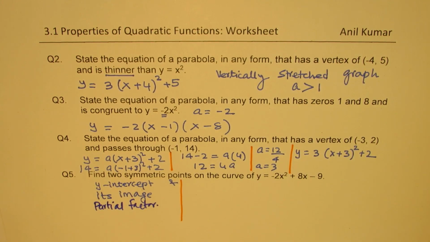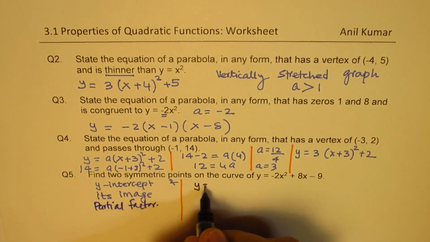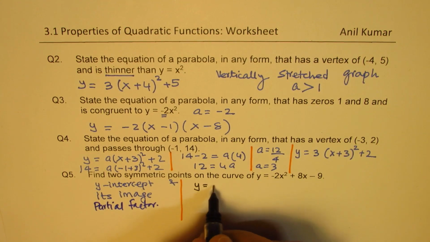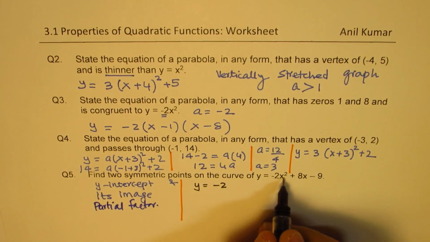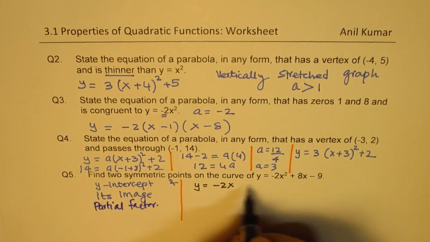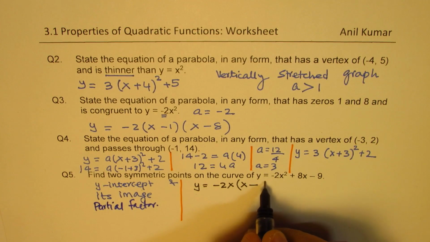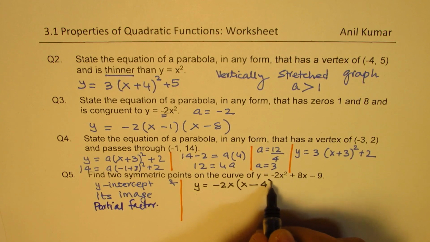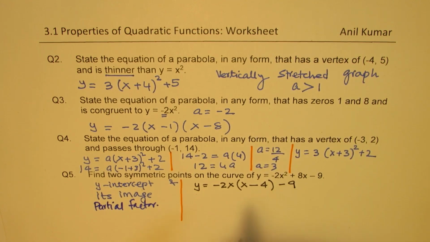So we can write this equation as y equals, let's do partial factoring. So we can take minus 2x common, right? So from the first two terms, and we get x minus 4, since 8 divided by minus 2 is 4, right? And we have this as minus 9. So we have clearly 2 points here.